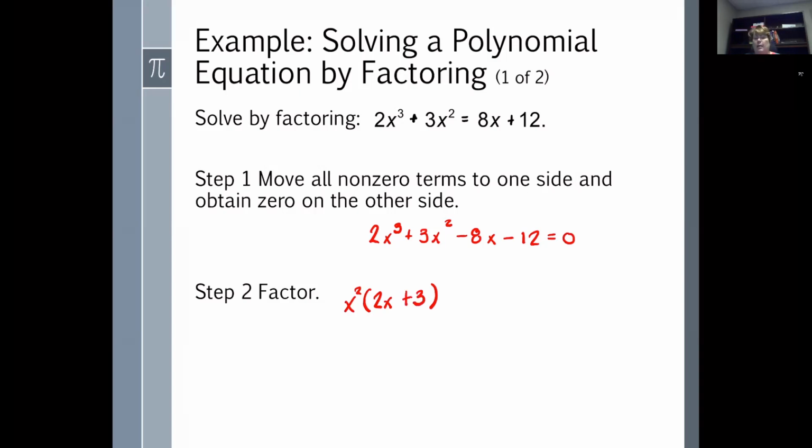Again, I'm going to do a quick check. Does x squared times 3 equal 3x squared? Yes. Okay, now I'm going to group the second 2 terms together. The second 2 terms are negative 8x and negative 12. Since both of those terms are negative, I am going to factor a negative out. All right, now what is the greatest common factor between 8 and 12? The largest number that both 8 and 12 have as a factor is 4. So I am going to factor out a negative 4.